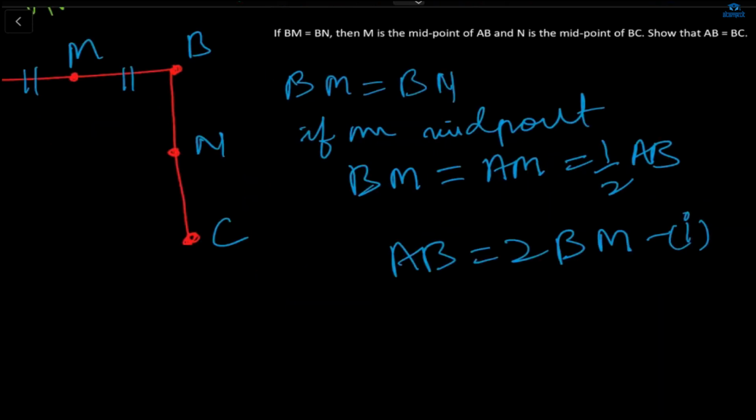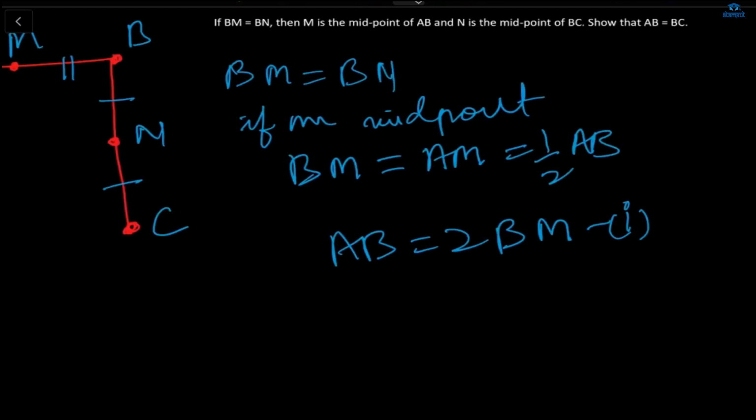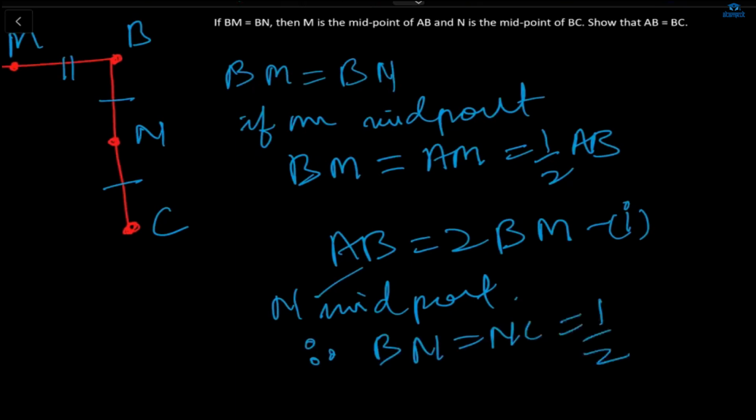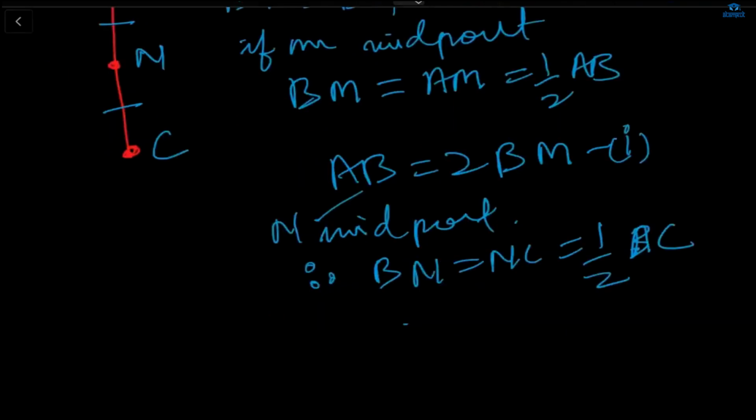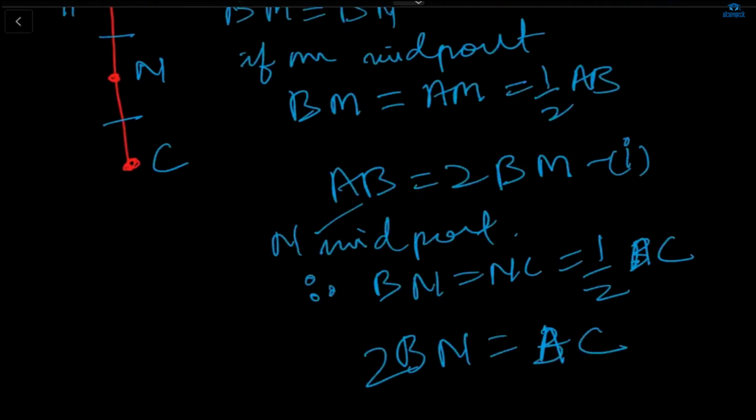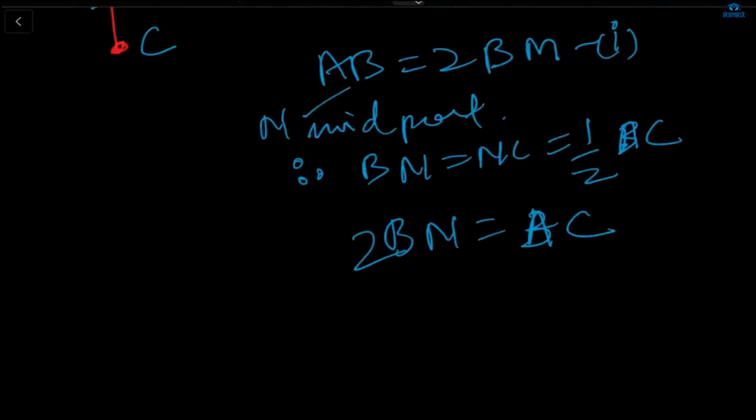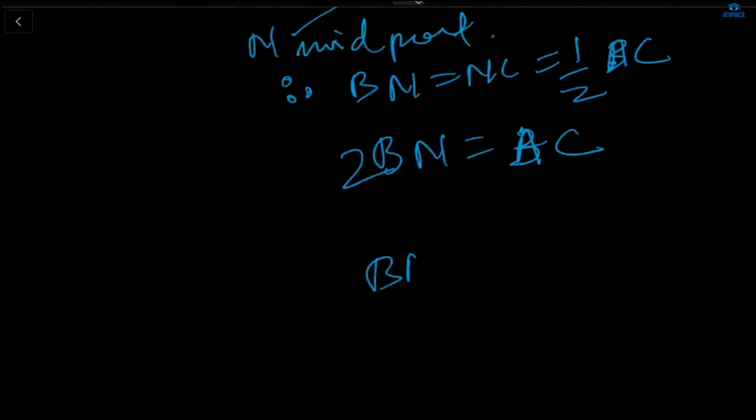Similarly, BN is equal to NC. So I will write here N is the midpoint. Therefore, BN is equal to NC, which is equal to half of BC. Or you can write that 2BN is equal to BC. Now it is given that BM is equal to BN.